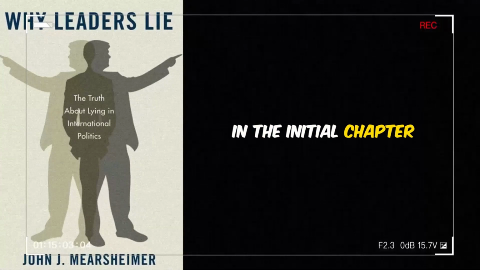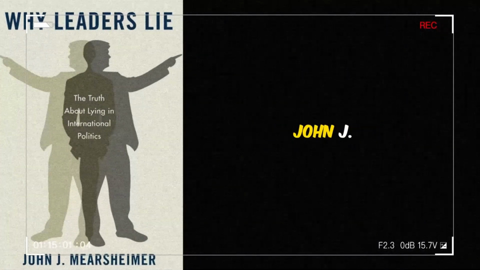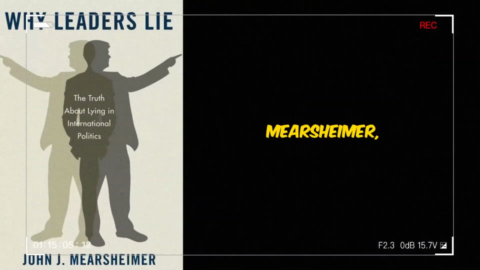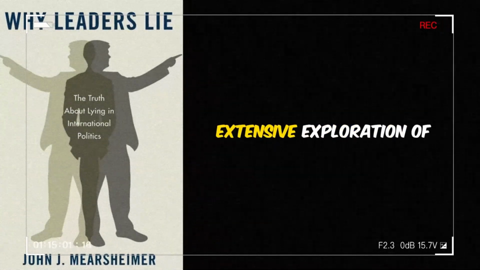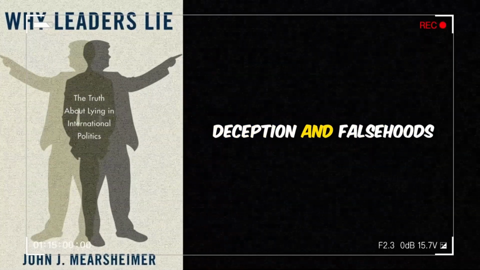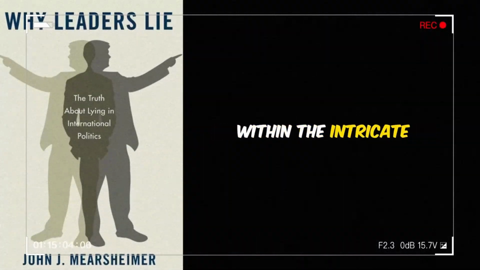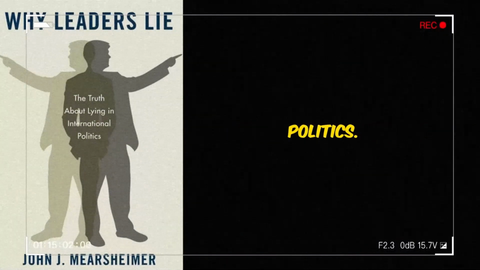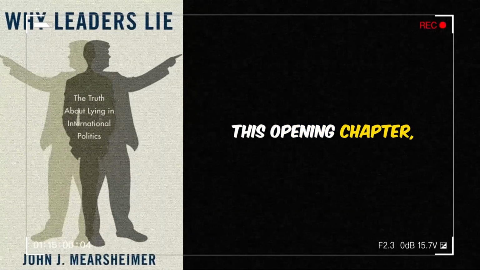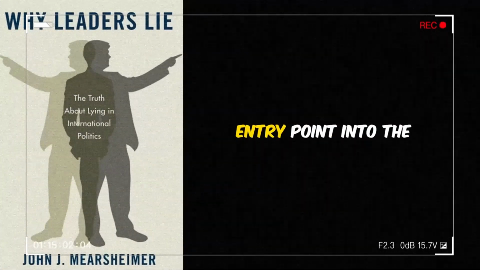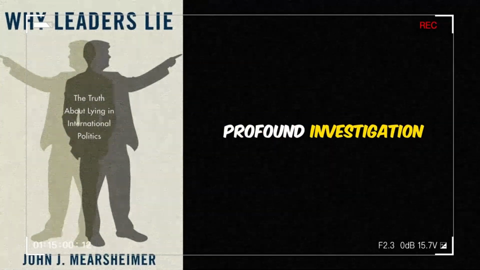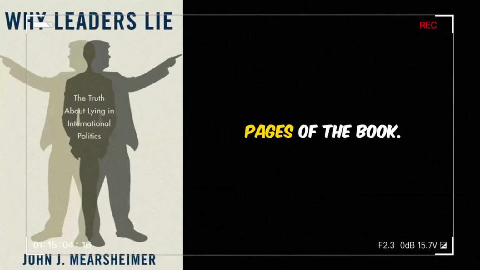In the initial chapter of Why Leaders Lie by John Mearsheimer, the author carefully constructs the foundation for an extensive exploration of deception and falsehoods within the intricate realm of international politics. This opening chapter, far from being a mere prelude, serves as a crucial entry point into the profound investigation that unfolds within the pages of the book.